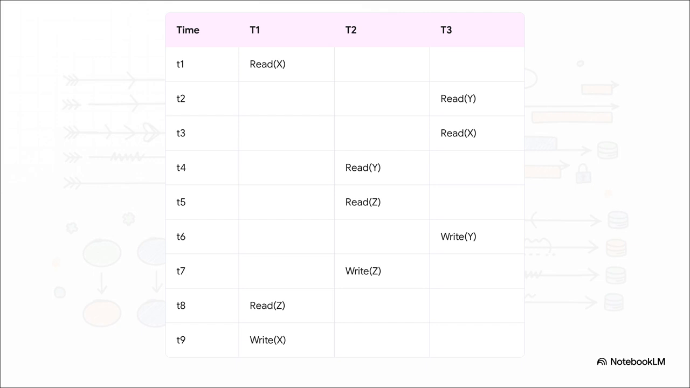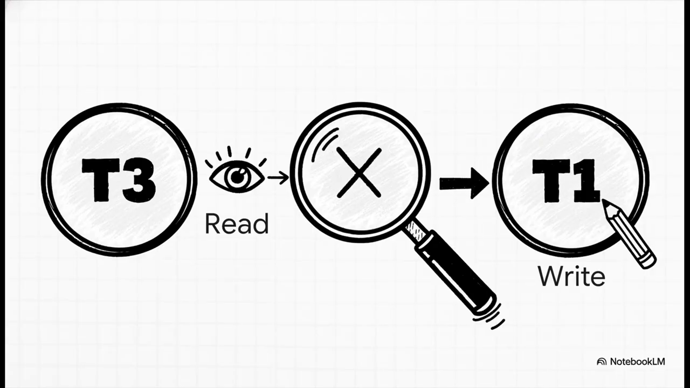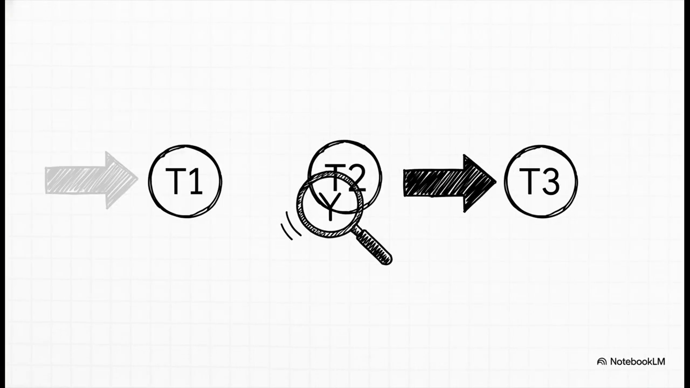It looks pretty complicated, I know, but our conflict rules are going to help us make sense of it all. Let's start the hunt. And we've got our first clue. Look here. At time T3, transaction T3 reads the data item X. Then, way down at time T9, transaction T1 writes to that same data item X. That's a classic read-write conflict. Because T3's action came first, it creates a dependency. It means T3 has to come before T1. So on our graph, we draw an arrow, an edge, from T3 to T1. On to the next one.